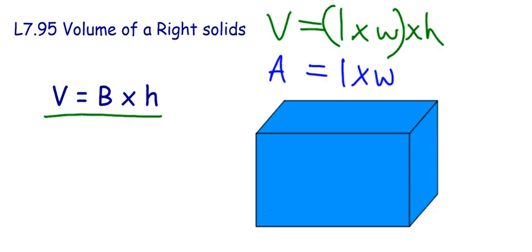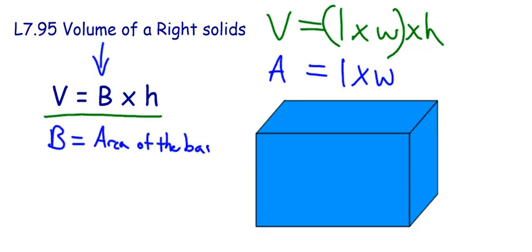Now this is where our principle comes in, because we have this large B. And this large B happens to deal with the base of a right solid, but it doesn't stand for the base like the base of a triangle or the base of a parallelogram. Instead, this big B stands for the area of the base of your shape.